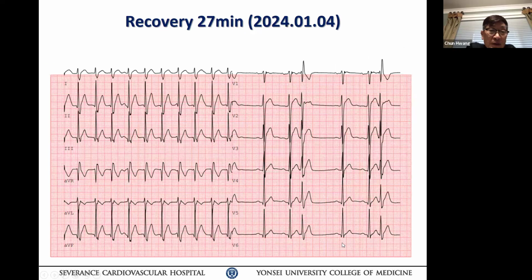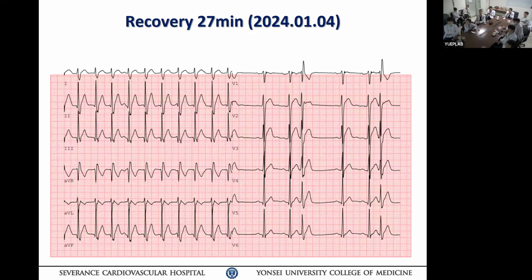So you gave verapamil? What did you do? Just cooling down? Diltiazem. Yes, diltiazem. Okay. So the patient is calcium channel blocker sensitive. Sensitive, right? Yes.